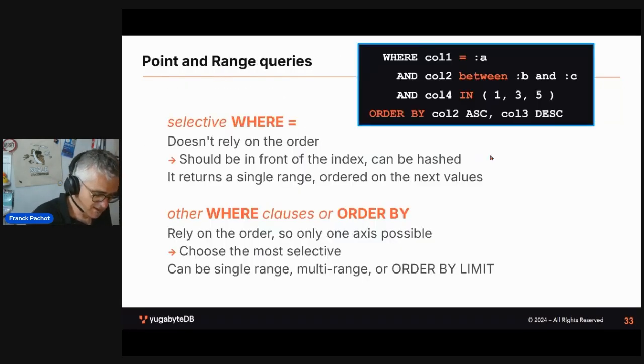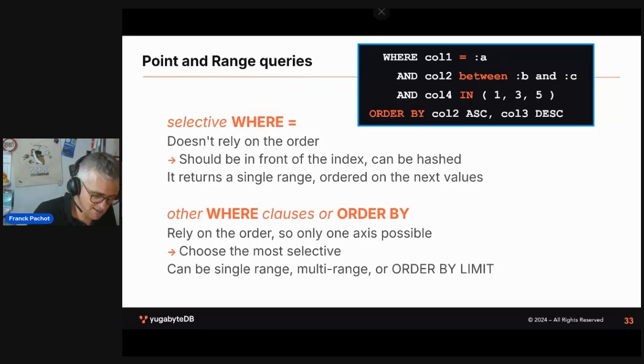So here, the dilemma that we have is that we have a range for column 2, and we have multiple ranges or multiple points for column 4. And we have to choose. For the order by, it starts by column 2, so it's the same as this one, but then you have the choice of having an index on column 1 and column 2, or column 1 and column 4, but you cannot use both for a range scan. So let's look at it.